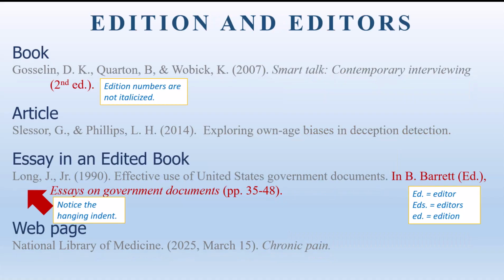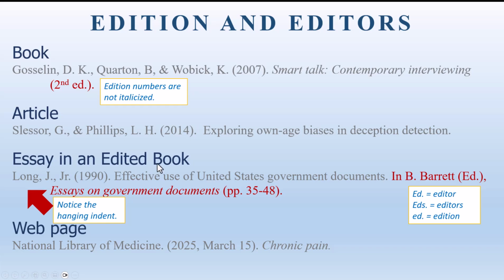Okay, now we're getting into some special considerations about books. Books sometimes have editions, so if your book has gone through multiple editions, you need to indicate which one you consulted. So here my example has second edition. You put it inside parentheses after the book title. The abbreviation for edition is ed period. And then I'm closing the parentheses on my unit here, and I'm following this with a period.